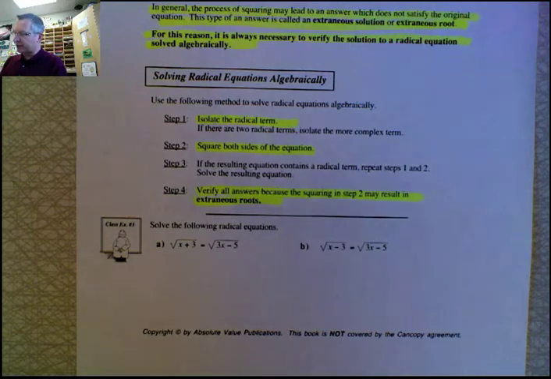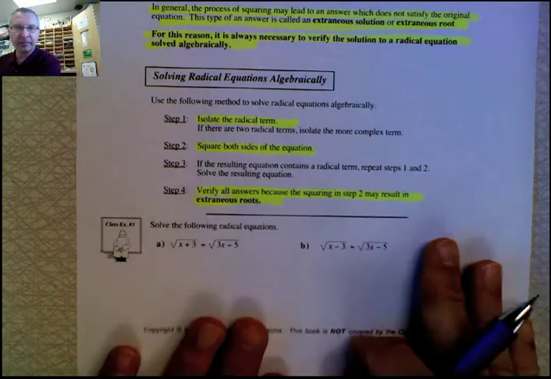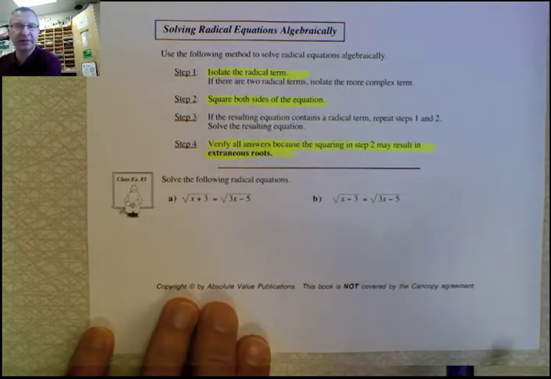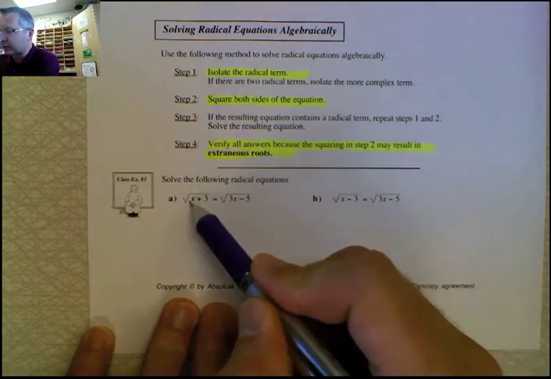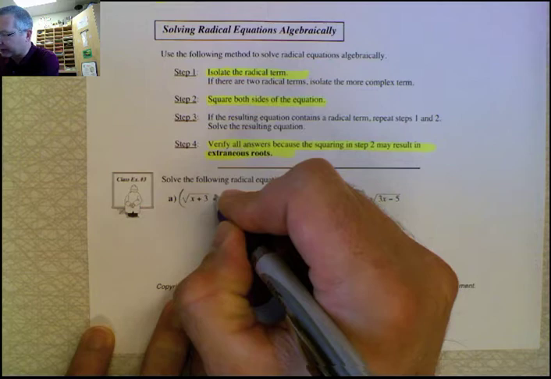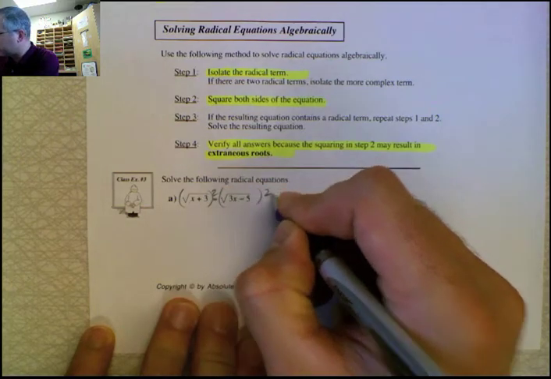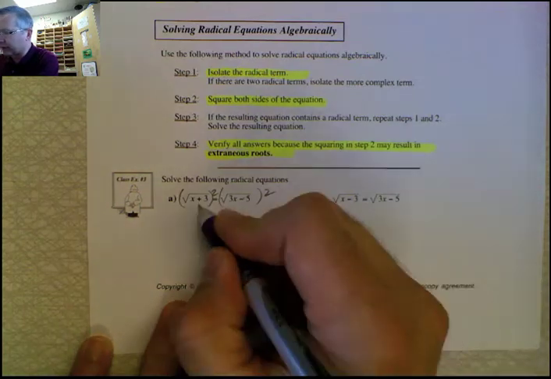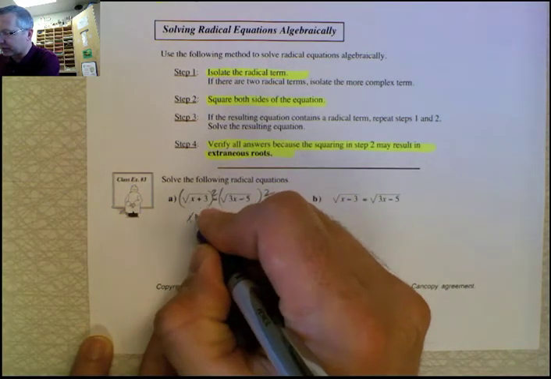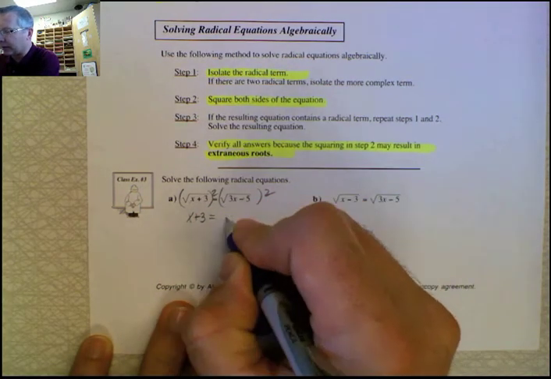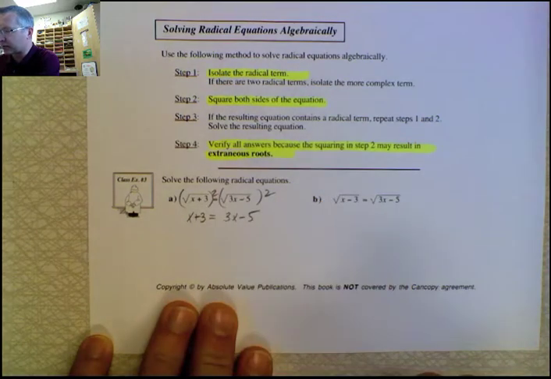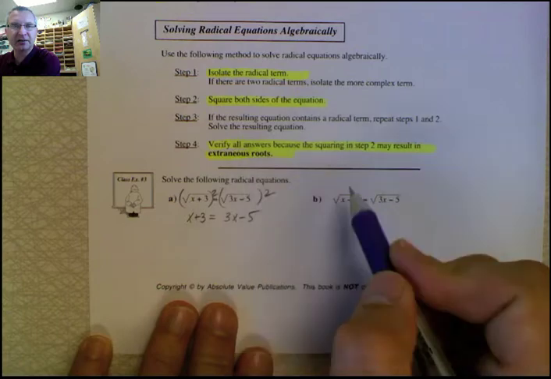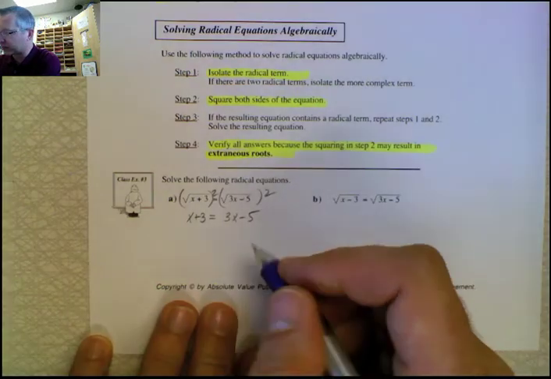So if we look at this first example here, we haven't had a question that has 2 radicals in it, but don't let it scare you. We actually have the radicals isolated on each side. So what we're going to do is we're actually going to square both sides of the equation here. So if you square the left side, it leaves you with x plus 3. And if you square the right side, it leaves you with 3x minus 5. So now we're going to solve for x. We're going to move the x's to one side. We're going to move the numbers to the other.